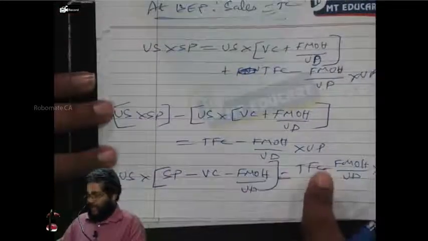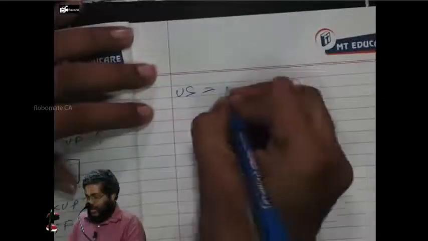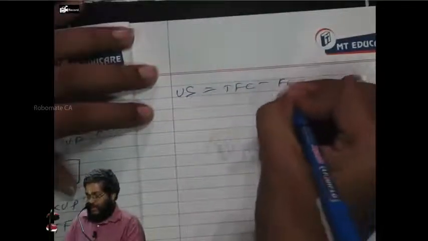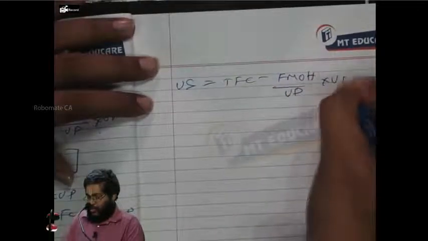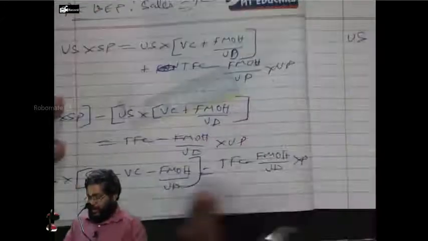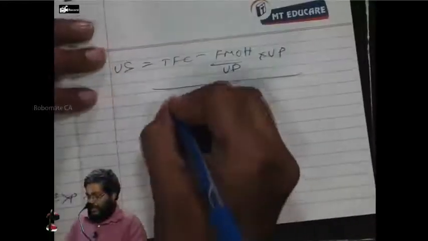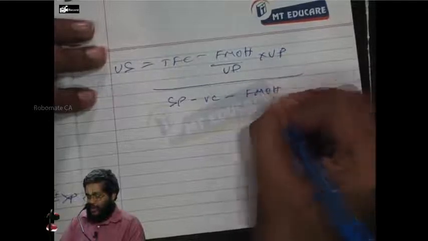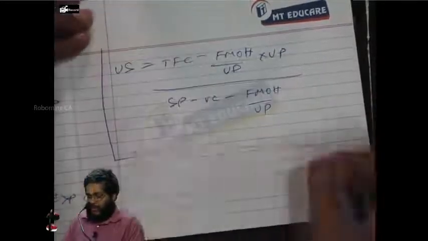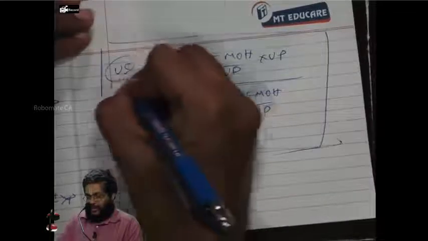So what is unit sold? Unit sold is equal to the right hand side. What is the numerator? Total fixed cost minus FMOH divided by UD into UP, divided by the denominator: selling price minus variable cost minus FMOH divided by UD. This is the break-even point of what system? Absorption costing system.